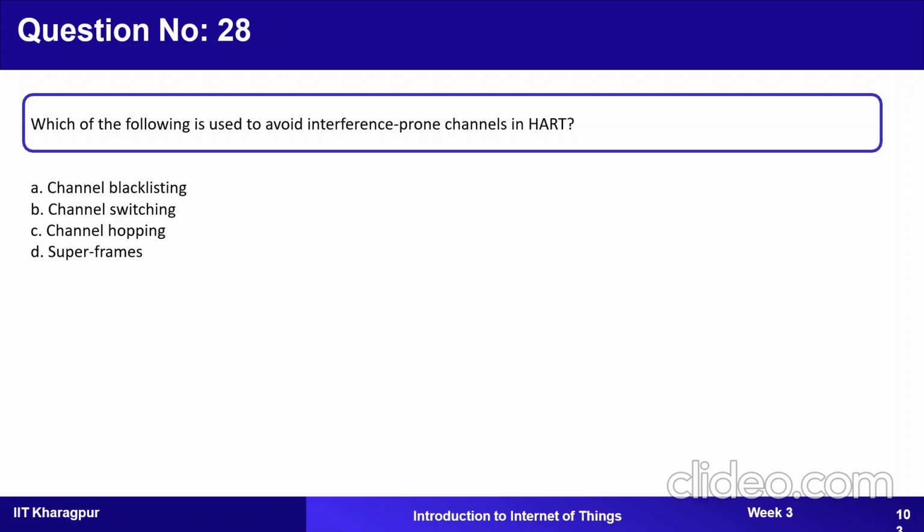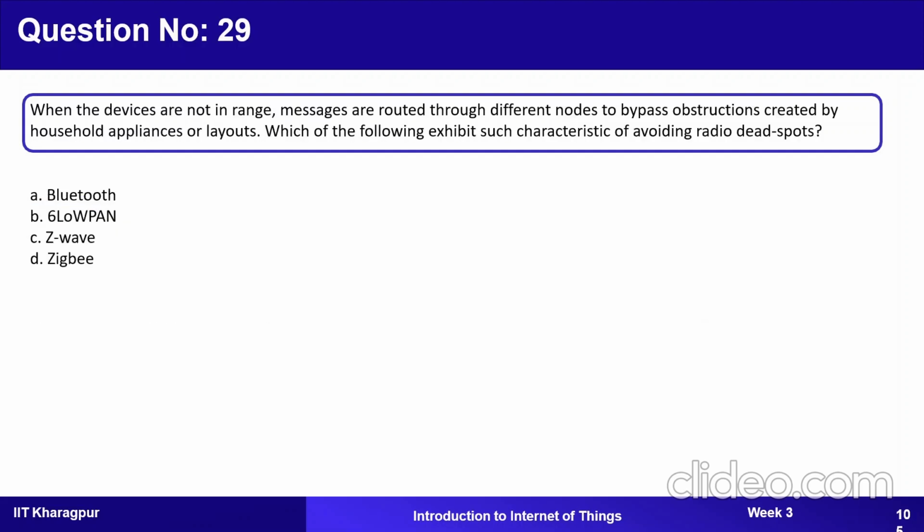Next question is, which of the following is used to avoid interference prone channels in HART? Options are channel blacklisting, channel switching, channel hopping, super frame. By doing channel switching every time, you are going to avoid interference prone channels. So the correct option for this is channel switching.